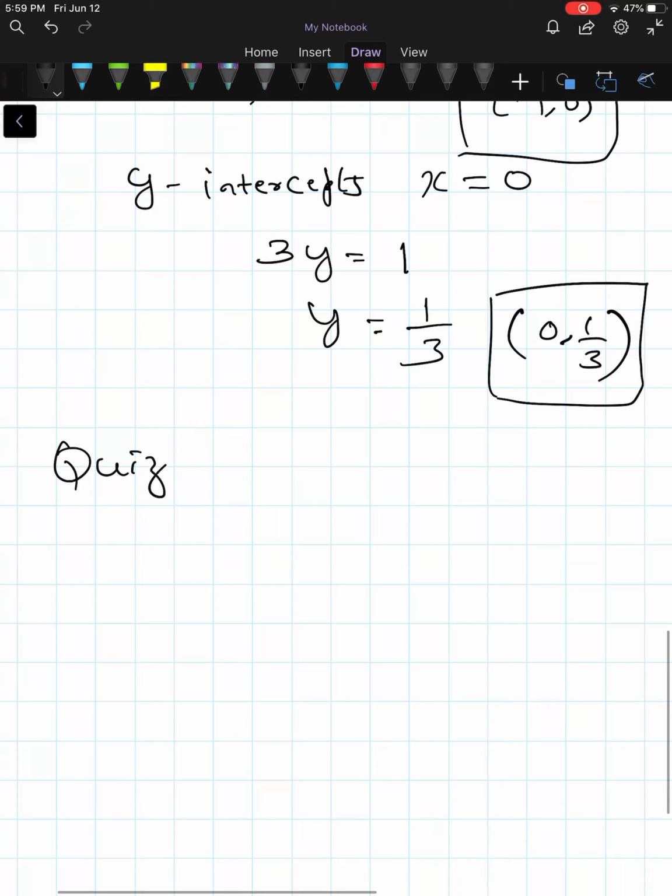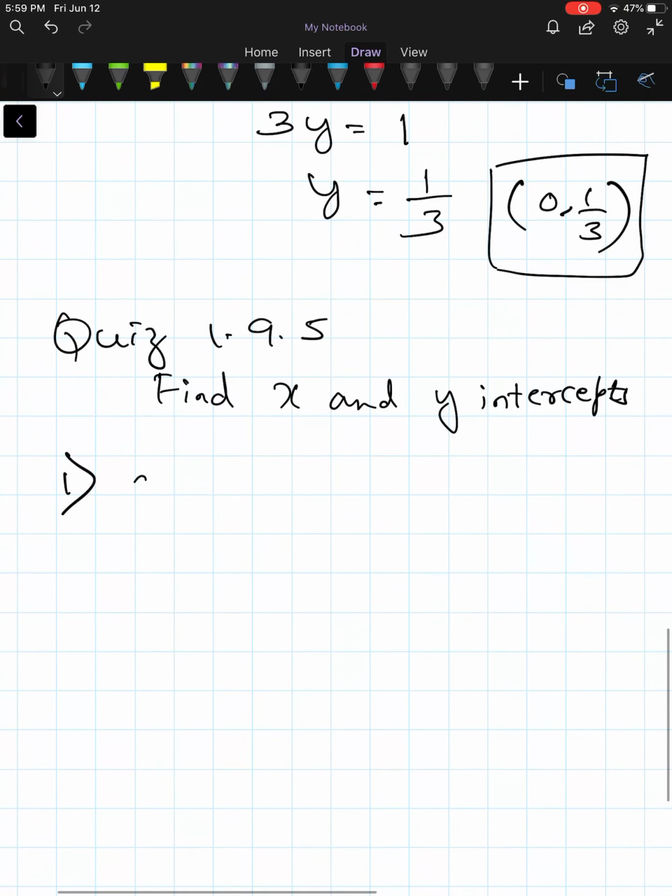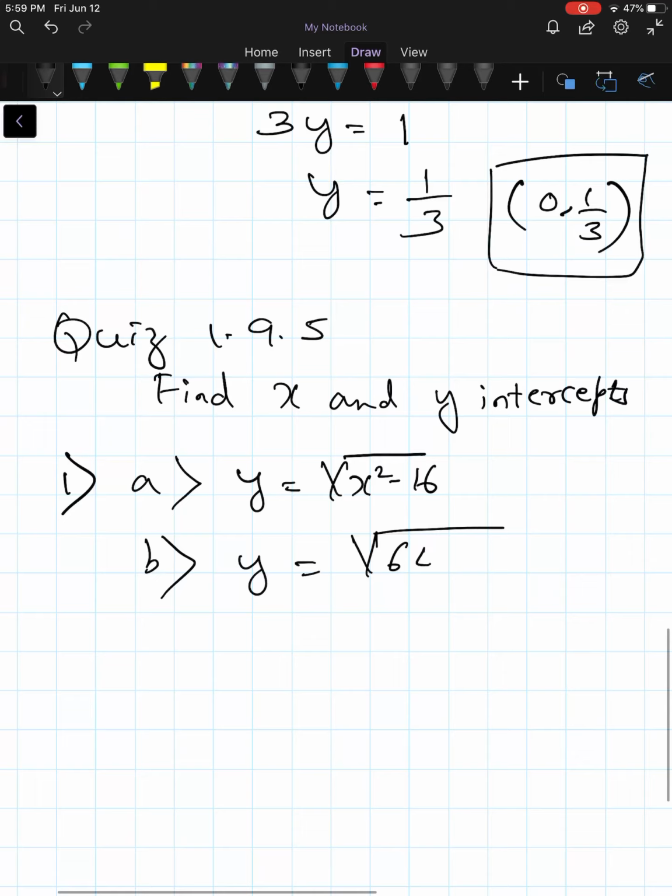So time for your quiz question. Quiz 1.9.5. Find the x and y intercepts. First one, A: y is equal to the square root of x square minus 16. B: y is equal to the square root of 64 minus x cube.